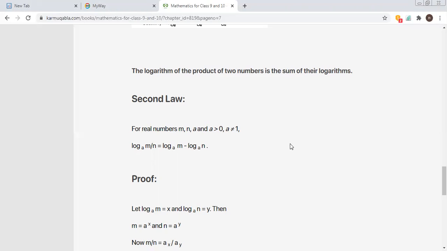Okay, second law. When two numbers are dividing each other, in fraction form, the logarithm of the division, or we can say the fraction form, is equal to the difference between the logarithms of the numbers. See here, when the terms are in fraction form, m upon n, with denominator and numerator involved, this will be equal to log a of m minus log a of n. There is a difference of sign: in the first one the terms multiply, it is a product, so it becomes a sum, and in division form the difference comes. Are you getting my point, students?